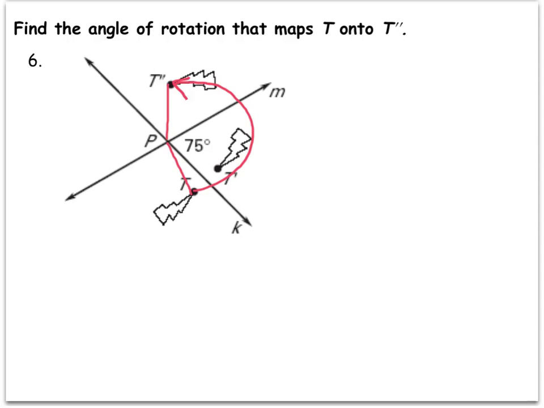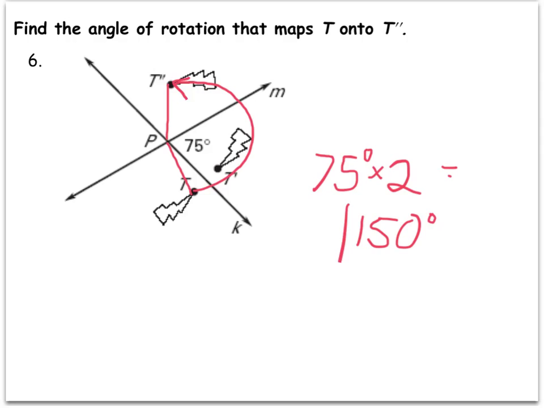And to find the angle of rotation, what we have to do is look at the acute angle between, which is 75 degrees, and multiply it by 2. So here we just take 75 degrees times 2, which equals 150 degrees. So this is a rotation of 150 degrees.